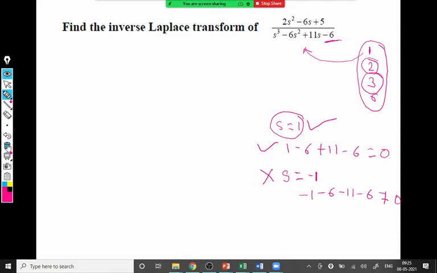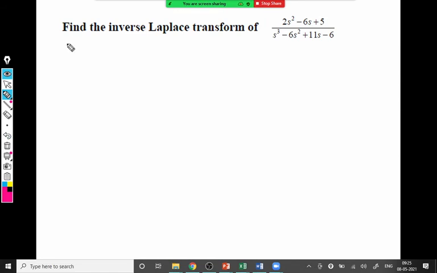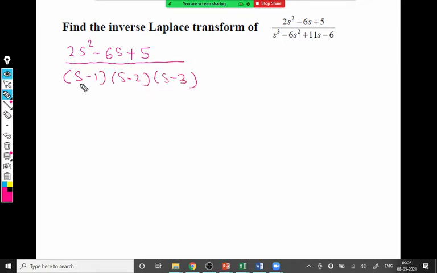So let me write this given equation as L inverse of 2s square minus 6s plus 5 upon the cubic. L inverse we will take later on, because first we require partial fractions. Now we already observed 1, 2, 3 are the roots. So the factors will be s minus 1, s minus 2, s minus 3.